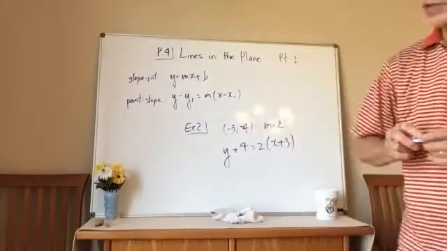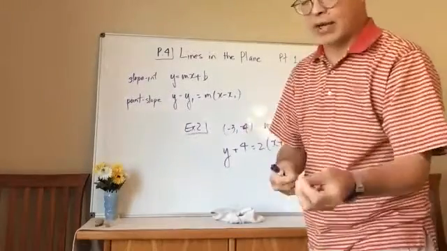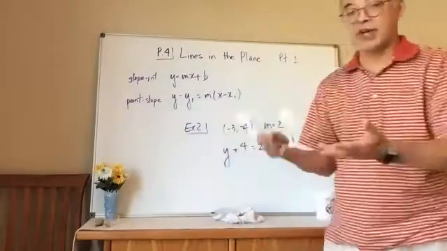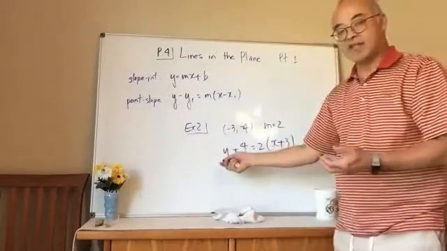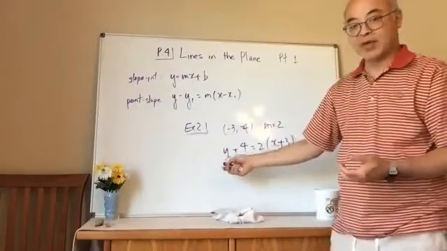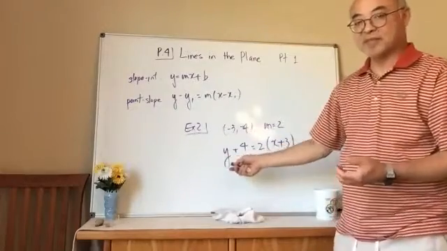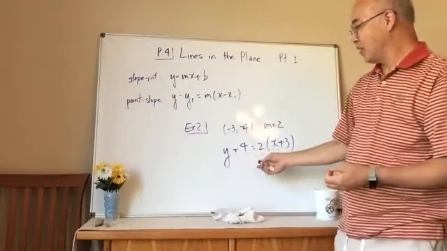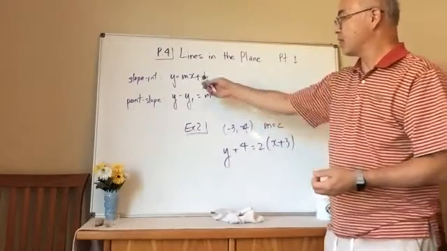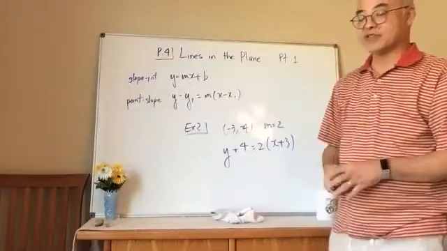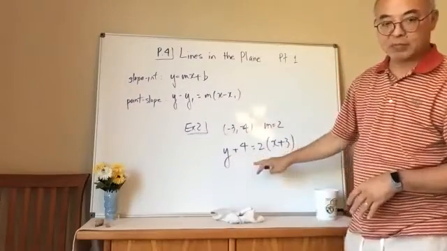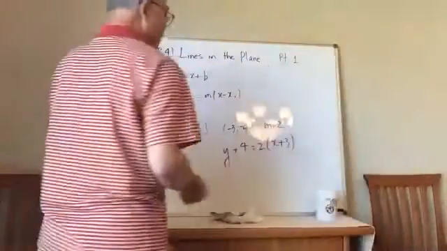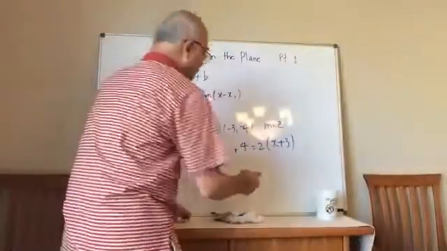Here's a kind of important point. If I asked you to find the line about whatever it is, you can leave it as this. Do not feel the urge or fall into the temptation to try to make this into something that looks like this. There is no need to. This is a perfectly acceptable answer. Now, if you wanted to put it in slope-intercept form, you would go like this.